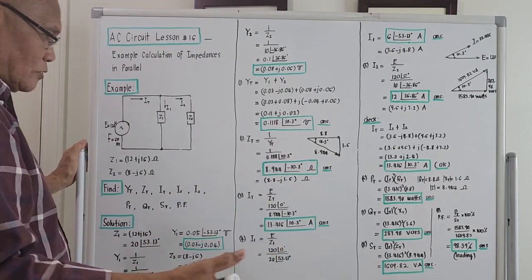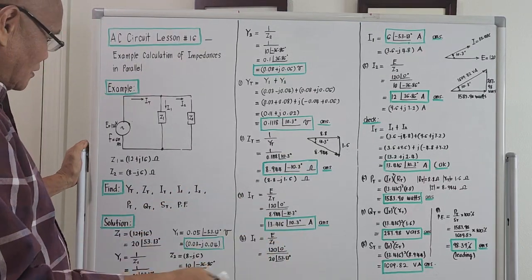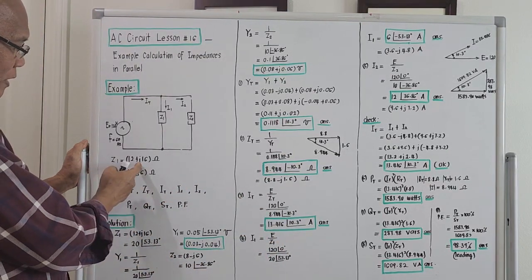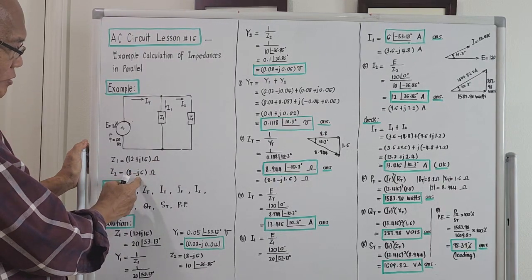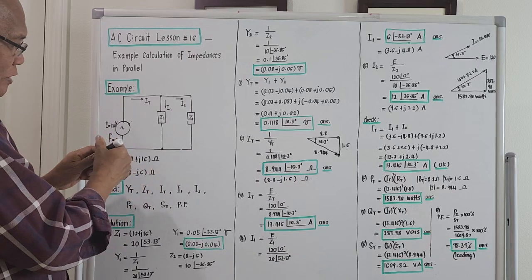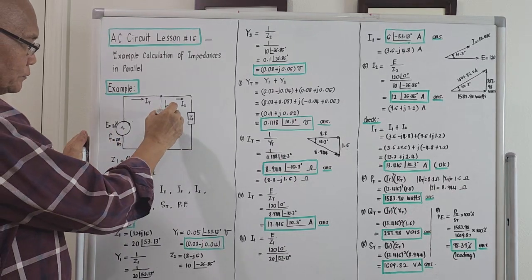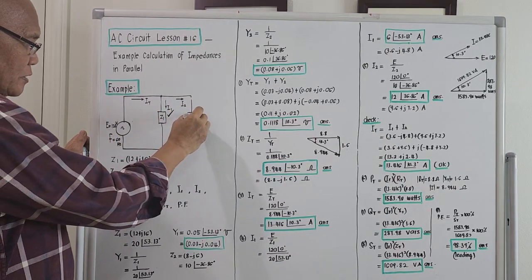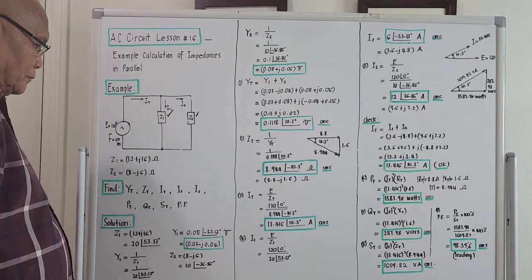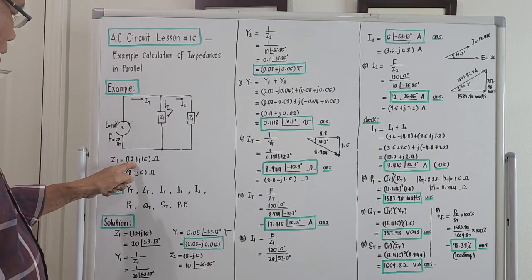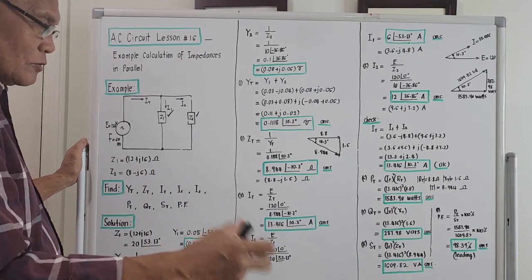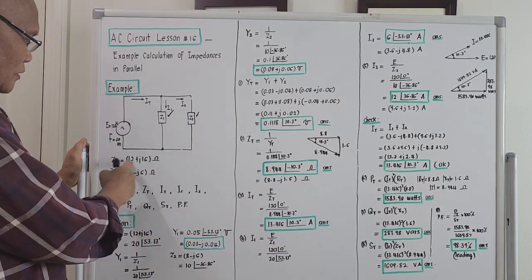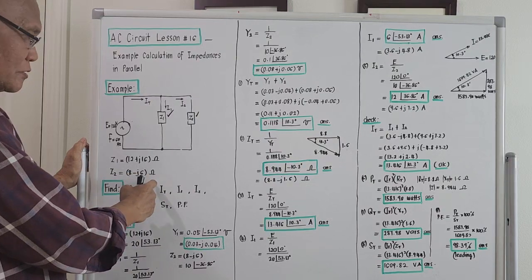The given condition of the parameters of the impedances is that Z1 is 12 plus j16 ohms, and Z2 is 8 minus j16 ohms. So it seems this is a motor load, and this is a capacitor, because this is minus and this is plus. The given impedances are given in the so-called rectangular form: 12 plus j16, 8 minus j16.